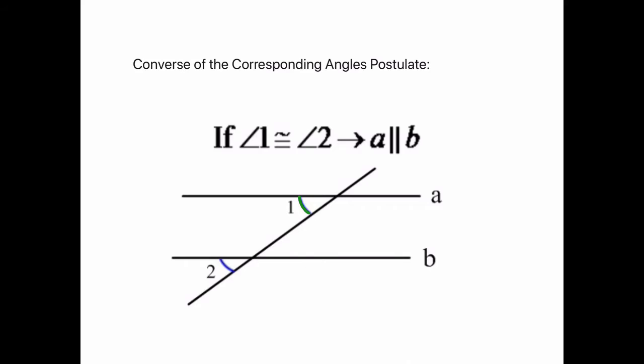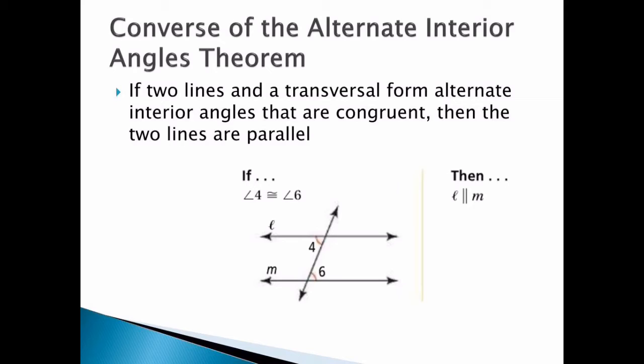Our next one is the converse of the alternate interior angles theorem. So here we have two lines, L and M, and we have a transversal coming between them. An alternate interior, so angle 4 and angle 6, which are on the inside of the two parallel lines and alternating sides of the transversal. If the lines are parallel, those two angles must be congruent. That's what the alternate interior angles theorem says.